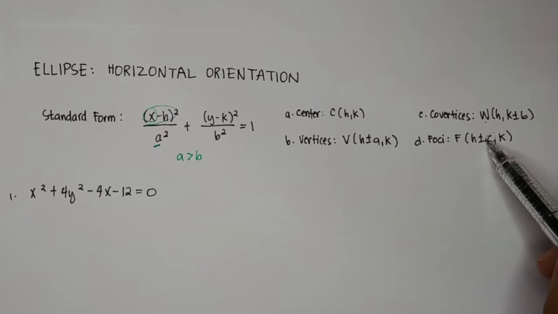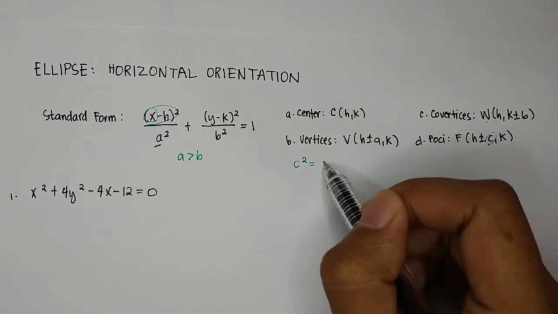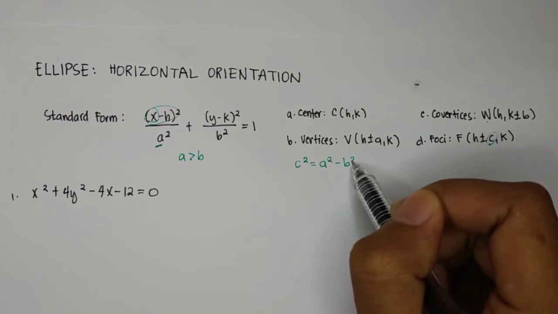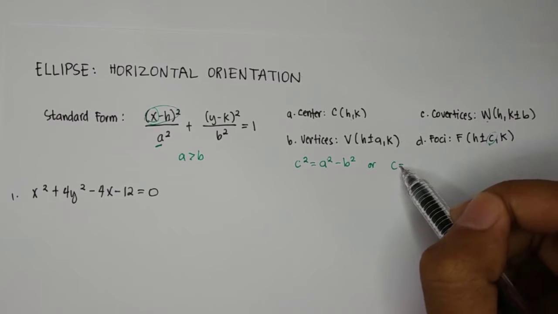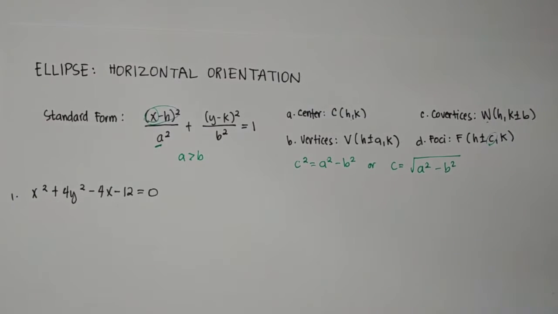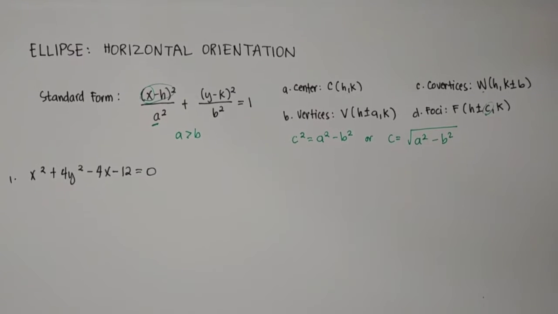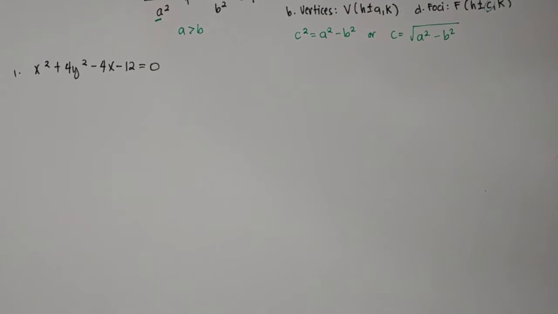So, paano nga ba ito solve yung c? So, yung c natin, that is c squared is equal to a squared minus b squared. Or, we can have c is equal to square root of a squared minus b squared. So, that's how we solve for the value of our c. Okay? So, proceed tayo with our example number 1.